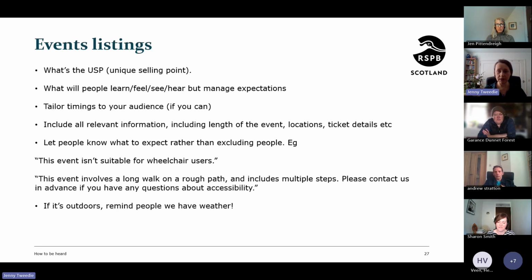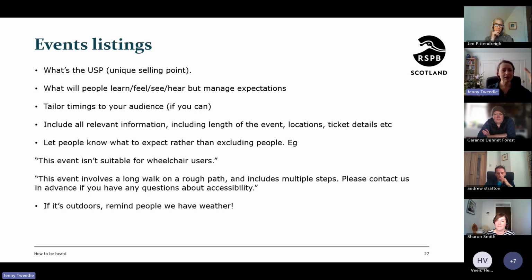Include all the information, everything. It's very, very easy to forget a simple thing like how long the event is or where it's going to start, or if people need to bring coffee or anything like that. Let people know what to expect rather than excluding people.